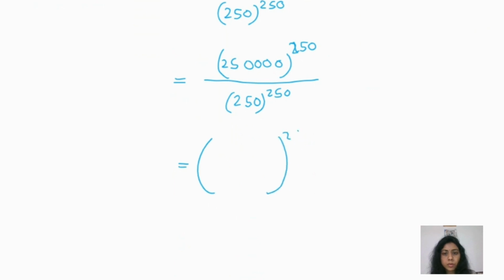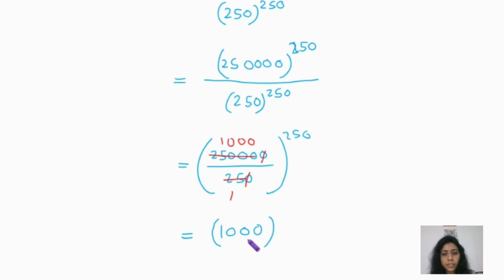So this is 250,000 divided by 250. This 0 is cancelled by this 0, and 25 times 25. So here 25 times 125 and this is 25 times 125, and here 3 zeros. So this is 1000. Okay, so we can write 1000 in the bracket and to the power 250.